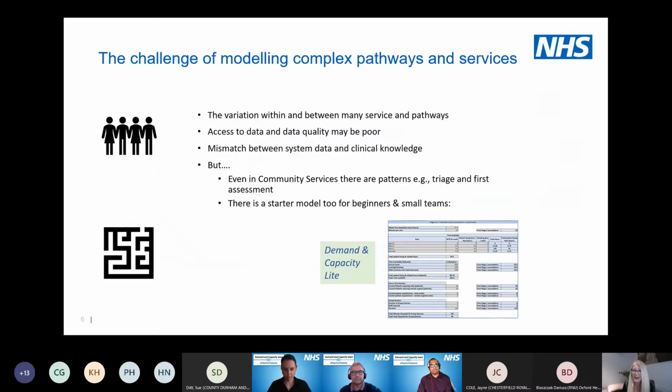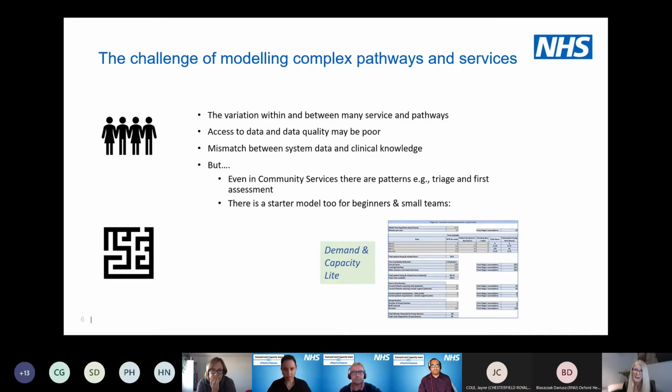So yes, the challenge of modelling complex pathways and services, there's variation in the way services are set up in the community. And of course, on the surface, it looks like it's very difficult to be able to model those services. And also the access to data and data quality can be poor. So I don't know what systems you use, but I'm used to using Rio. And the data warehouse will collect some information, but it will only be as good as the information that I put in as a clinician in terms of when I see patients and what I'm seeing them for.